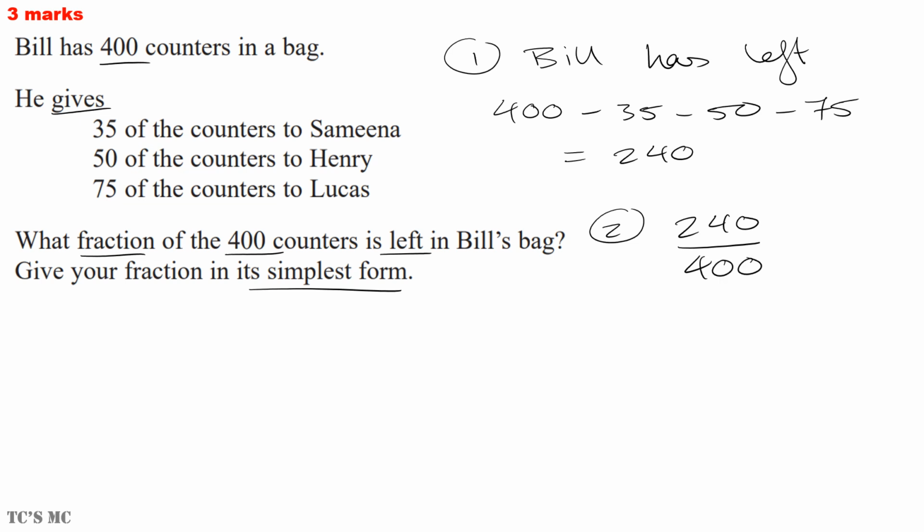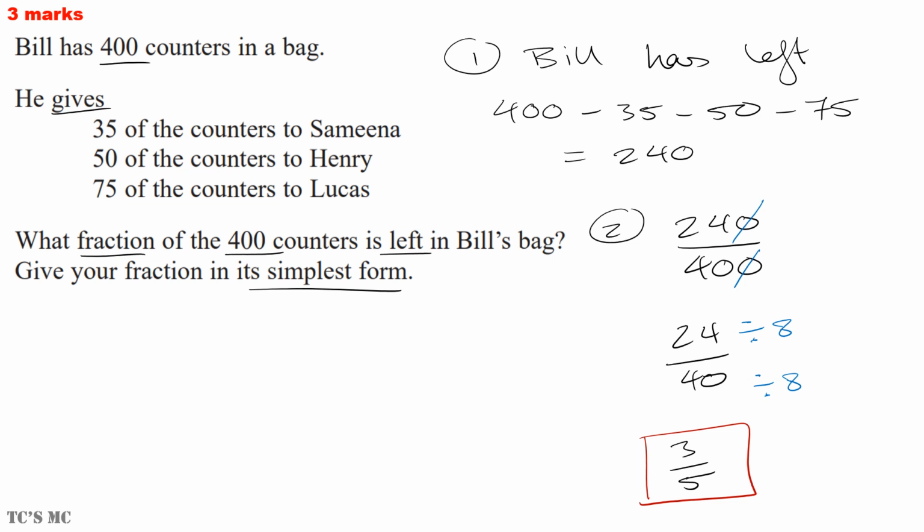We need to simplify as much as we can. If I divide the top and the bottom by 10, I end up with 24 over 40, and I can keep on dividing. I can divide by 8, and the final answer is 3/5, and that gets me the final and third mark.